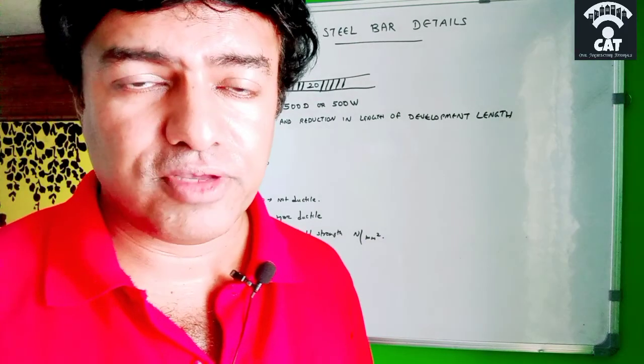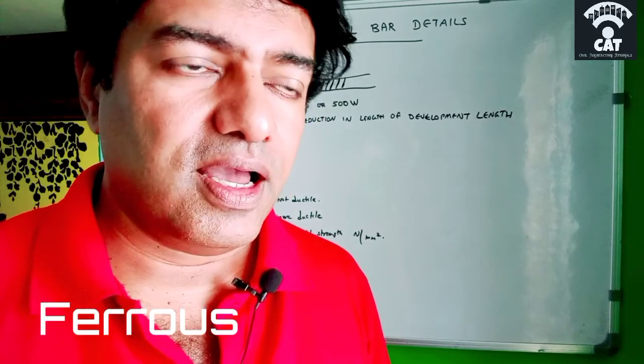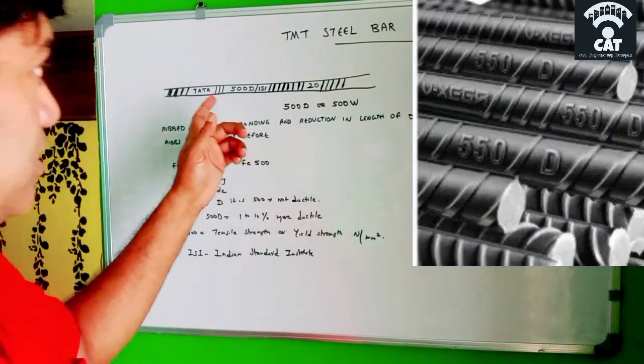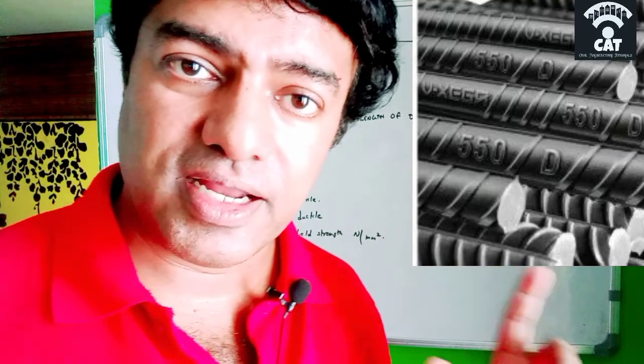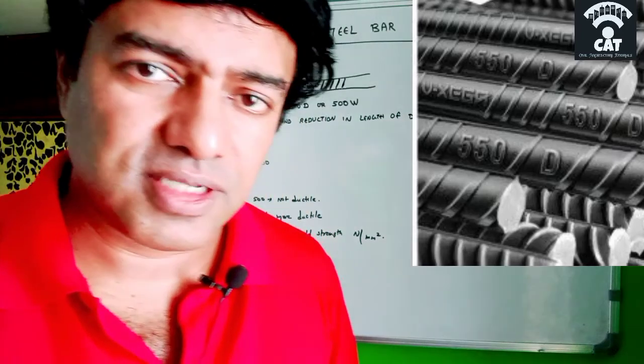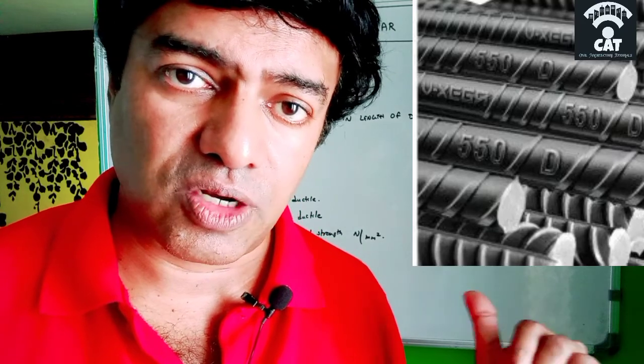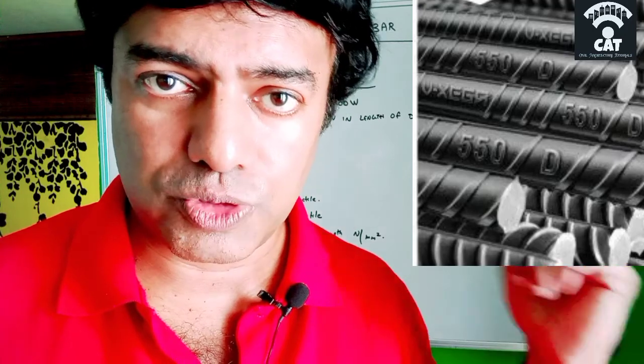So what is Fe? Fe is ferrous. Ferrous means iron, which contains iron. Steel contains iron. And Fe 400, or this is Fe 500D. 500 means the yield strength of that steel rod, or the total tensile strength that the steel rod can sustain before it yields. The unit is 500 Newton per millimeter square. So 500 Newton per millimeter square is the strength this steel rod can take as tensile strength before it goes to yield.